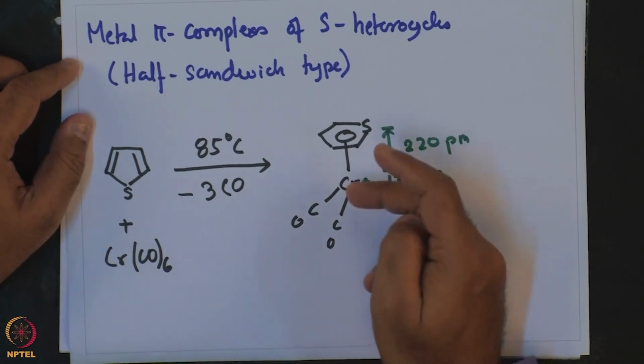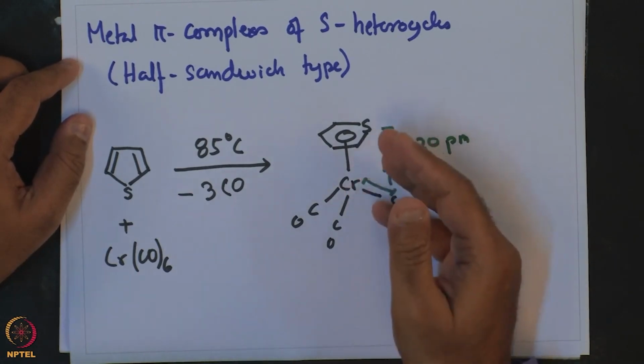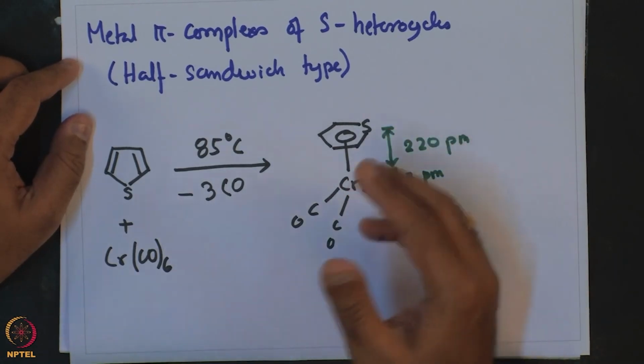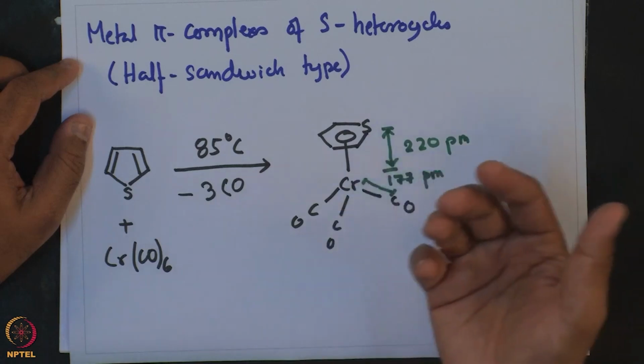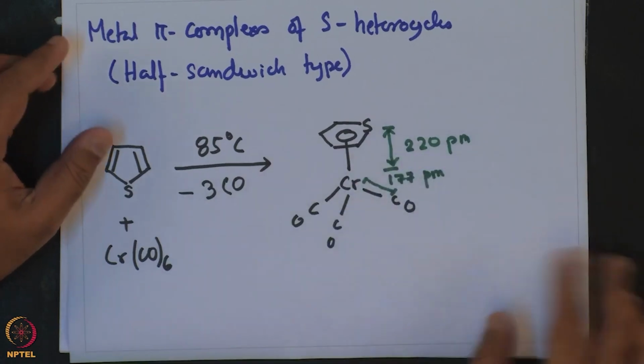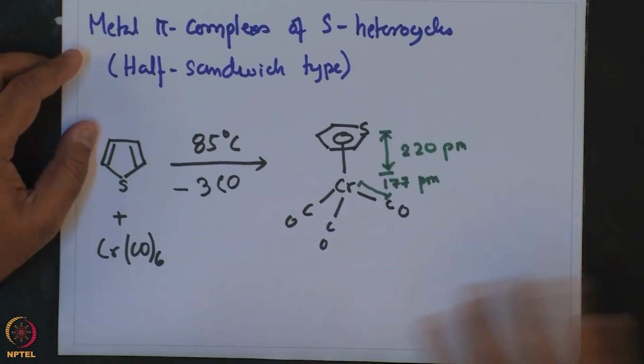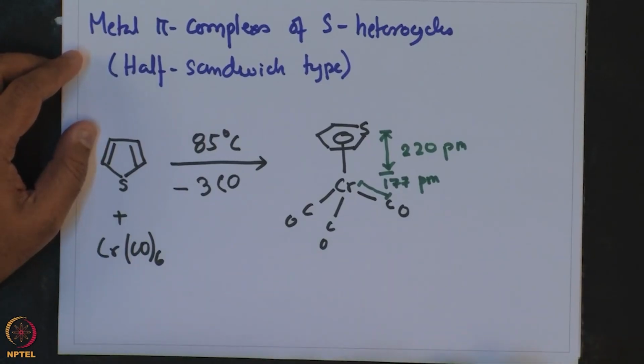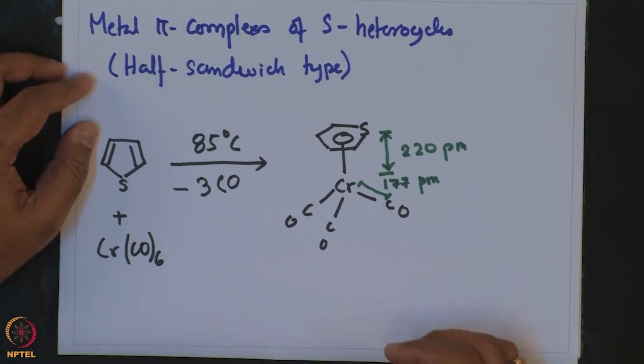Now, this chromium tricarbonyl adduct of thiophene, however, is even less stable than that of benzene. So, even though thiophene behaves similar to benzene in terms of coordination to metal carbonyls, it is not exactly the same, but it turns out that the M(CO)3 adduct of thiophene is less stable than the M(CO)3 adduct of benzene.